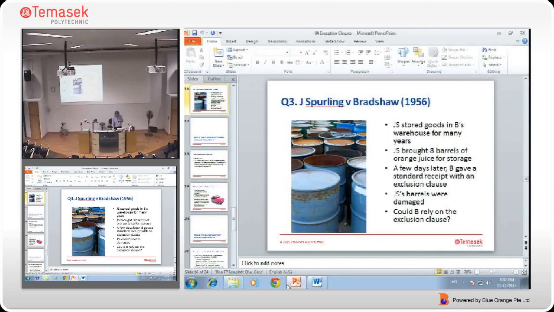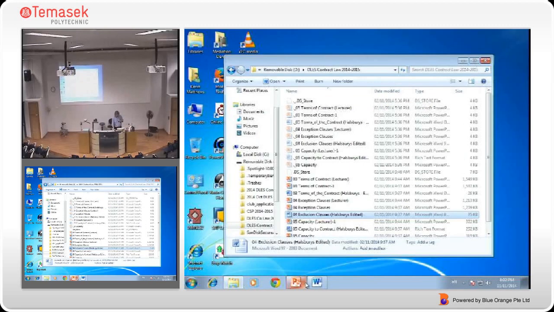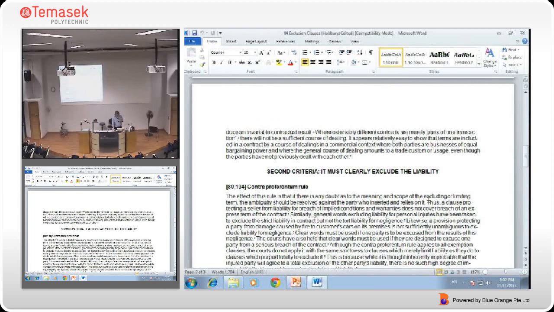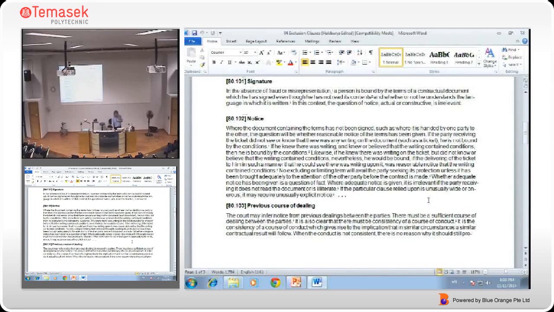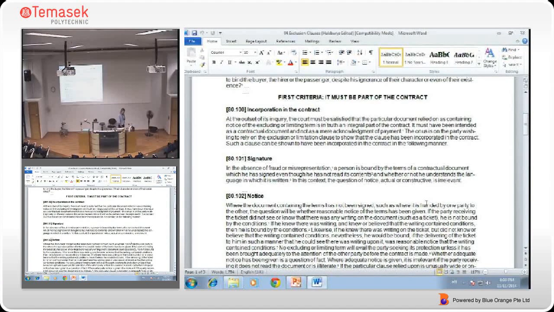So just to recap. We're still looking at the first criteria. What's the first criteria? It must be part of the contract. Some of the ways in which it can be part of the contract relate to, first, signature: whether the term is in a contract document that is signed by both parties. If it is, end of story. No argument. You're bound.